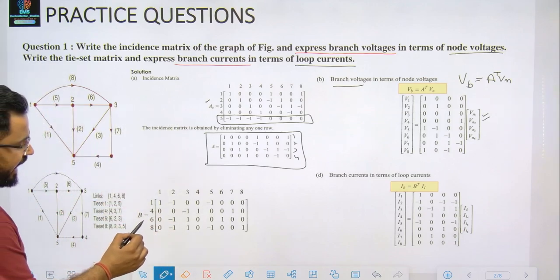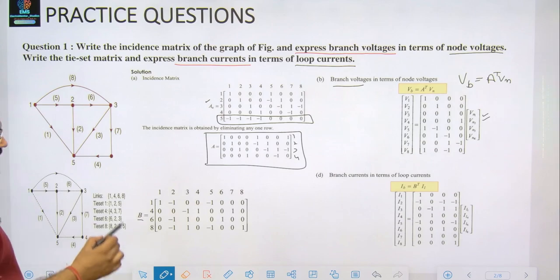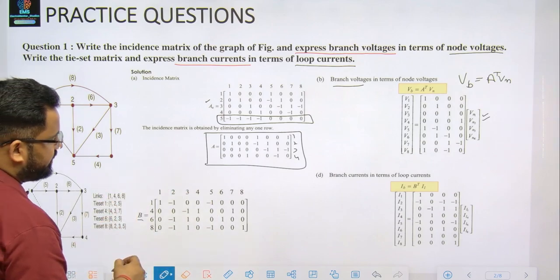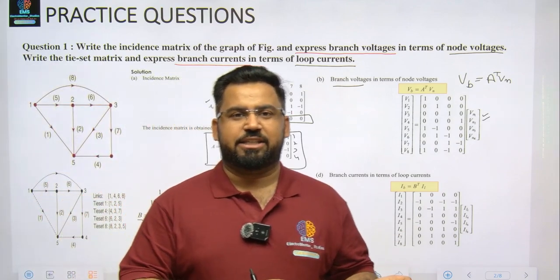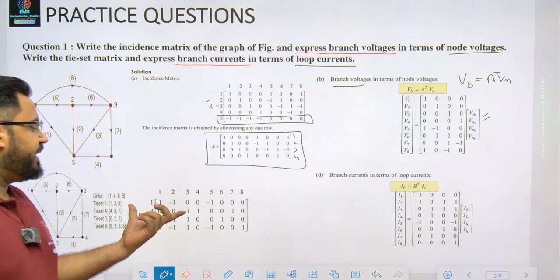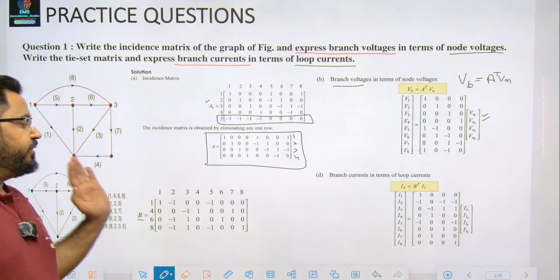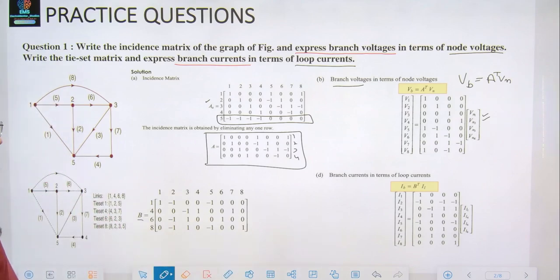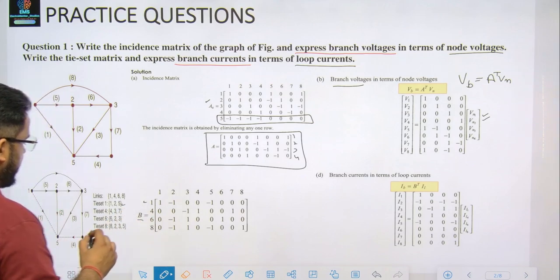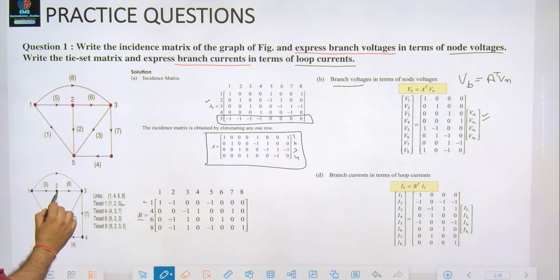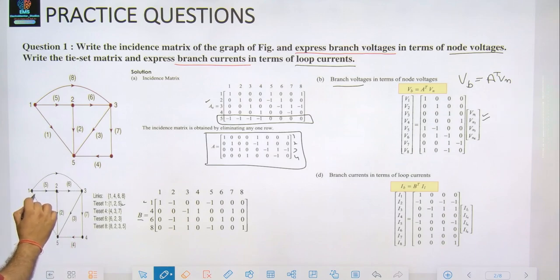For this we need a tie set matrix, and as we know, when we make a tie set matrix, we try to make those matrices in the form of twigs and links. Here, we haven't made that matrix in the form of twigs and links. We've just used all the branches. But my first tie set contains a loop from 1, 2, and 5. So this is the loop I am considering, and I have made the tie set matrix.